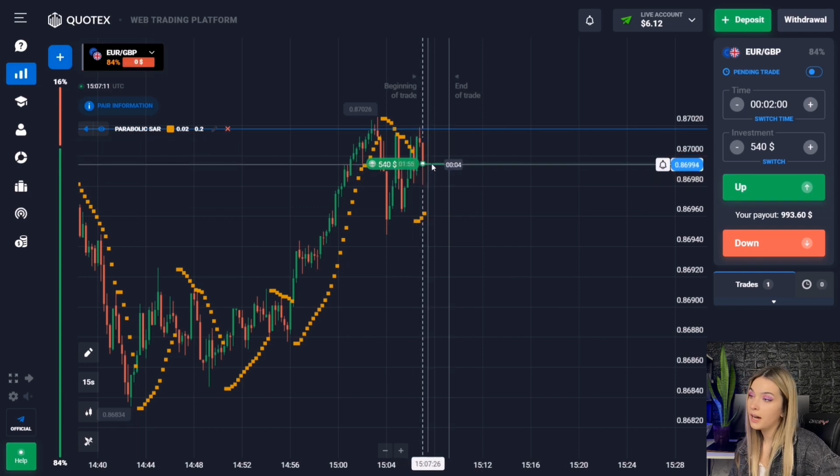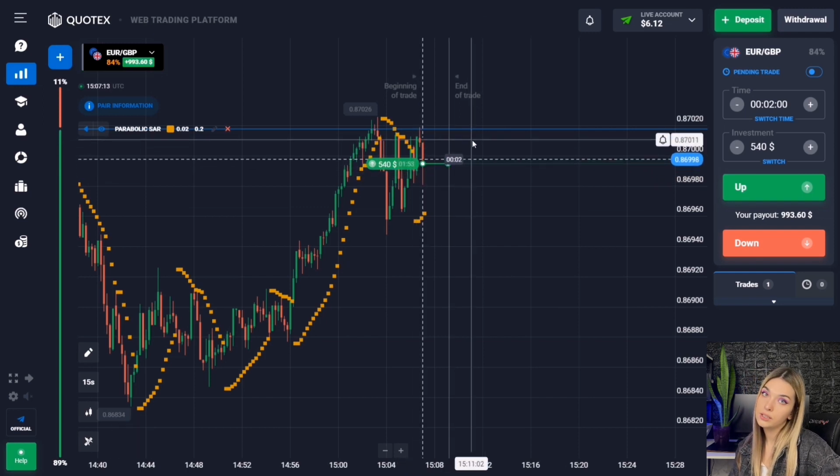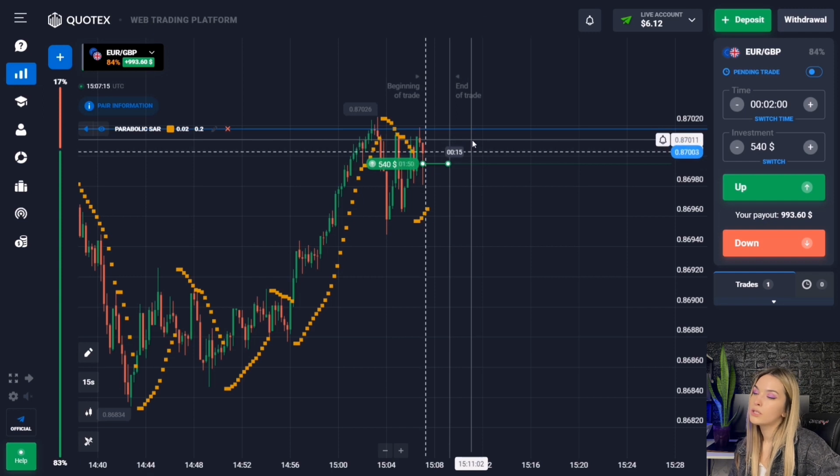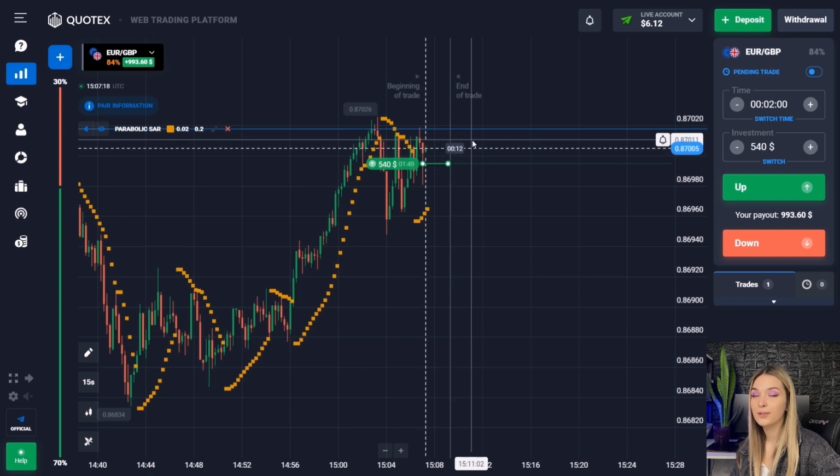Price lows are also getting higher. I think that this level will be broken in the near future, and 2 minutes will be quite enough for us. And so friends, let's wait for the end of our deal.